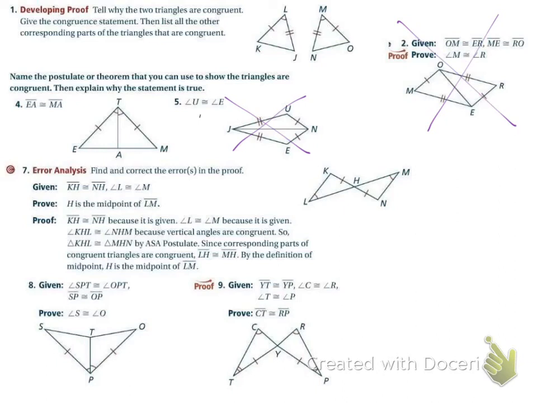Let's look at 8. Reflexive. How are the two triangles congruent? Side angle side, which means S and O, CPCTC. Fantastic. So you're going to do 1, 4, 7, 9. That's your assignment.